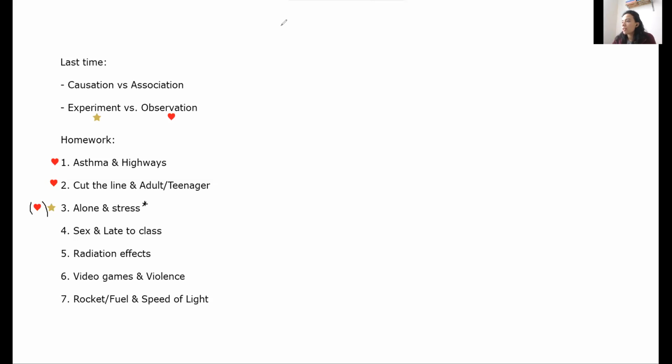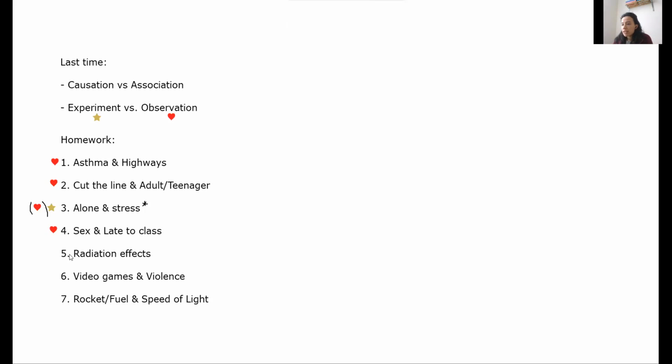Then what about the sex of a person and being late to class? According to you, experiment or observation? Observation. There's nothing that we can control. We can't just assign one group to be women and one group to be male. We can say one of the two, but then we can't conclude causality. There's maybe other factors that are being worked into whether somebody is late at class or not.